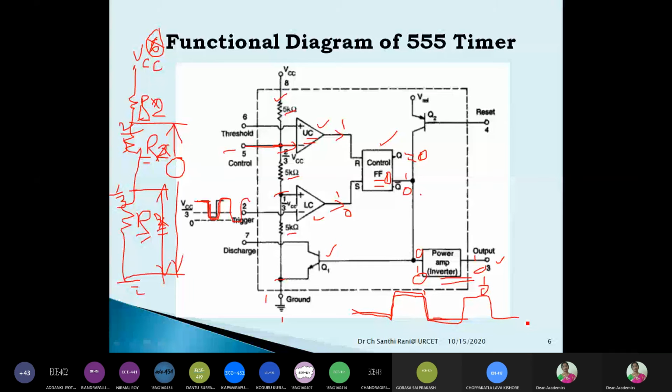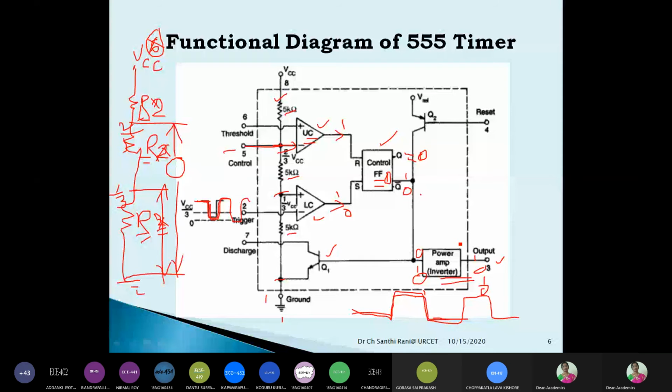So this is what I wanted to say about the functional diagram of the 555 timer. Once again, I want to repeat the function of this 555 timer. You just observe here.